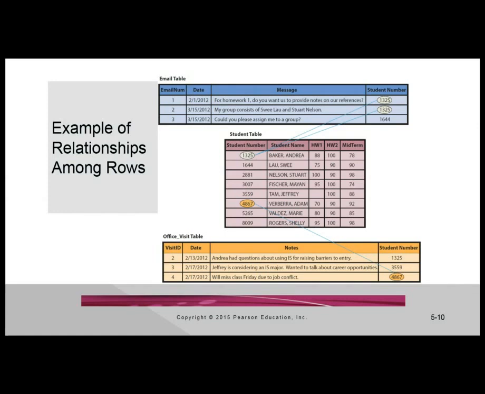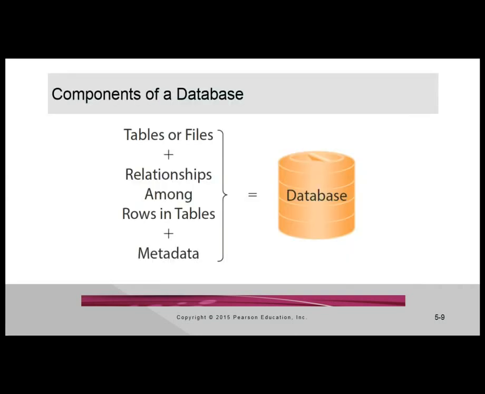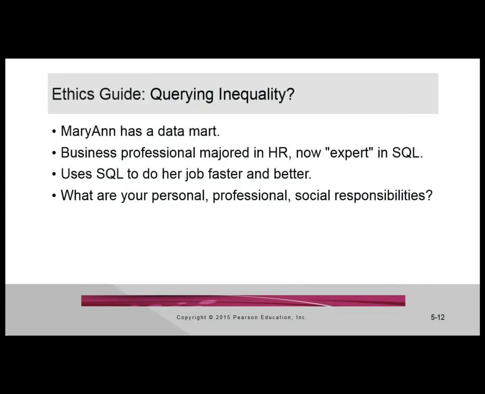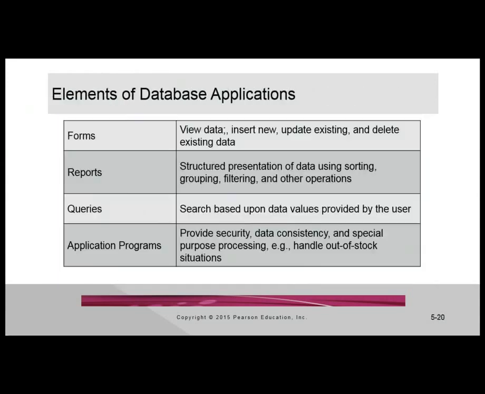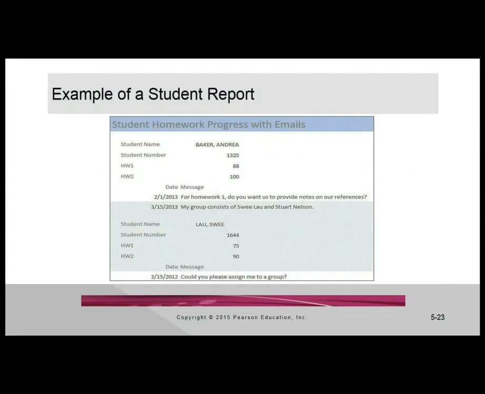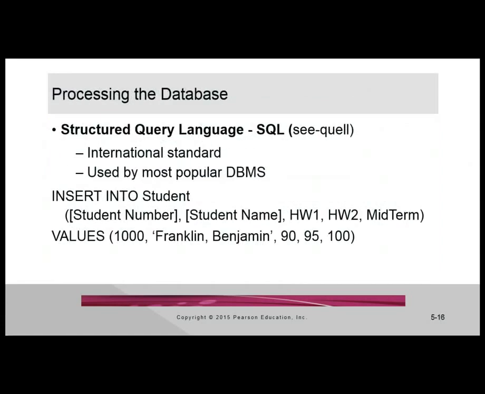And we said a couple things. A database isn't just these tables. It is tables or files, the relationships among the rows in the tables, and then metadata. What is metadata? What is metadata? Metadata is? Data about data. Very good. Data about data. Okay, it defines kind of what this data is all about. And we talked a little bit about a database management system. We talked about some of the ones we'll see, and the one we're going to see specifically is Microsoft Access. Okay, that's what we're going to see today.